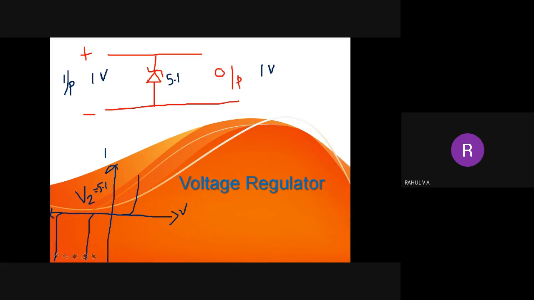So initially I have given some 1 volt. Zener diode is in reverse bias condition. The output will be 1 volt. Again, I am slowly increasing input to 2 volt. Nothing happens. The diode is in reverse bias condition. You will be getting 2 volt at the output. Now, finally, I am increasing the voltage to 5 volt. Nothing happens. Output you will be getting 5 volt.